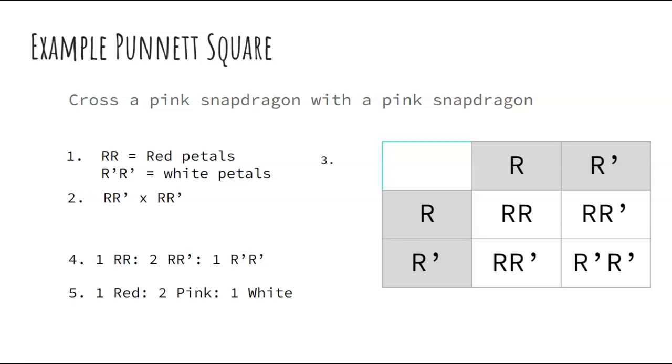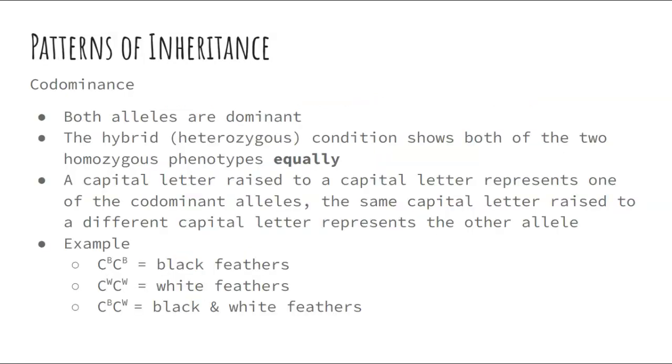Okay, let's talk about our other type of non-Mendelian inheritance, and this is called codominance. Codominance, you can probably guess just from the name, means that they are both dominant. Both alleles show dominance. What that means is that the hybrid, or heterozygous genotype, shows both of the phenotypes equally. So instead of blending into a third, brand new, never before seen phenotype, we get a phenotype where I see both colors equally.